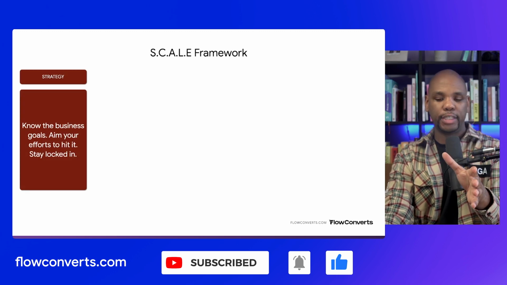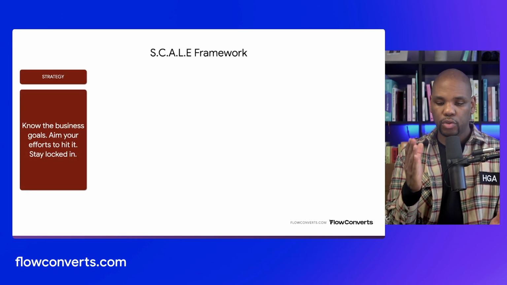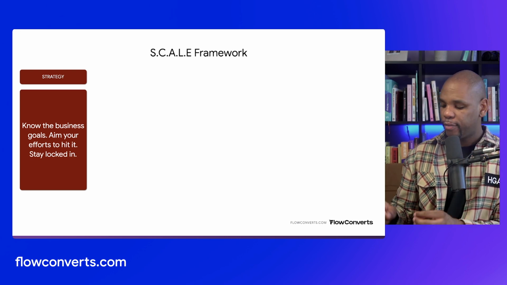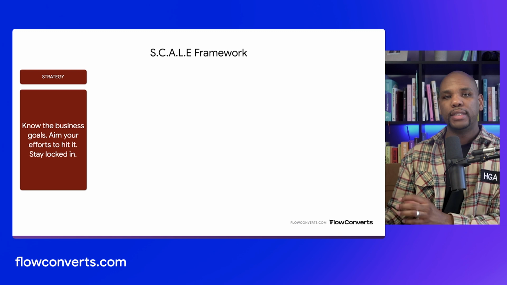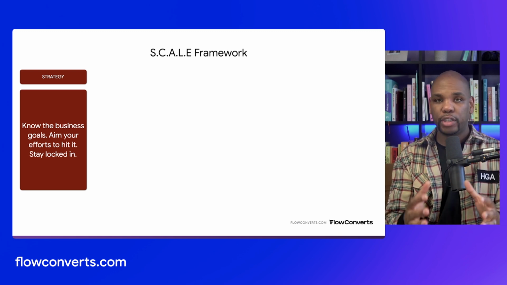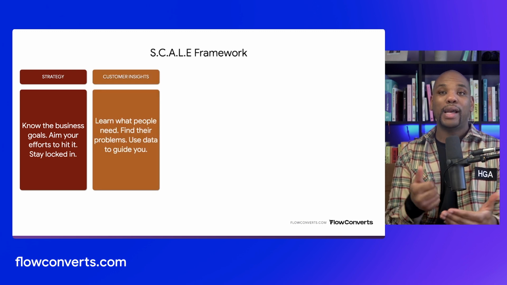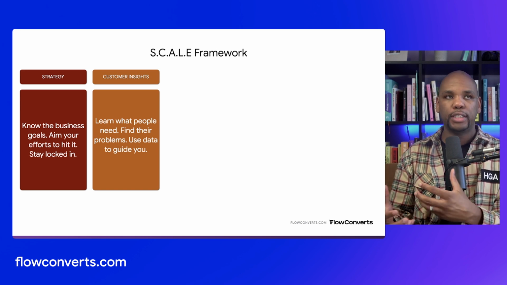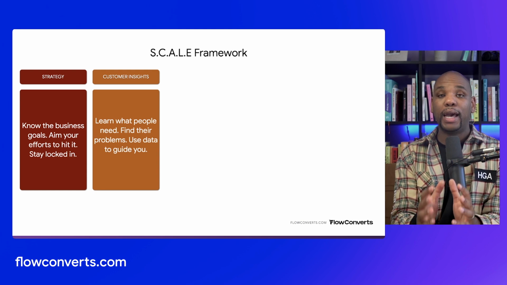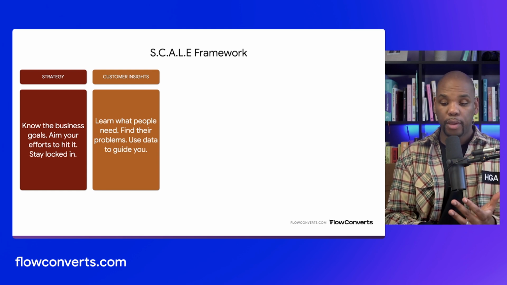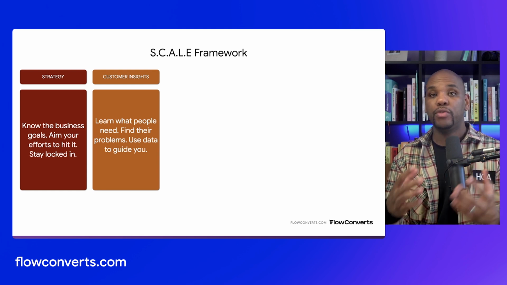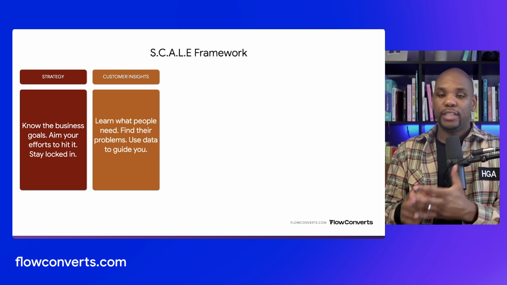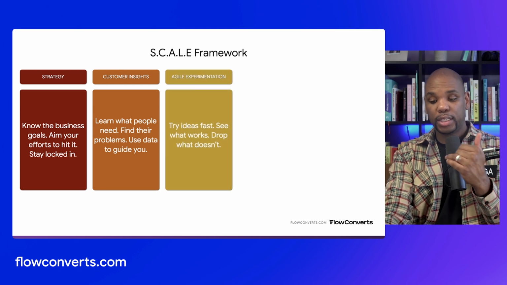So SCALE is strategy. This is where you know the business goals, you aim your efforts to hit it, and you stay locked in. Similar to the initial analyze phase from Sean Ellis's model, but that is really, we're analyzing strategy. That's the first stage. The next one is customer insights. I felt like in the Sean Ellis model, it's almost a given, but I really wanted to highlight it: we're going to learn what people need, find their problems, use data to really be our guides to make what we call DDD, data-driven decisions. That's our focus. Next, we're going to go A, which is agile experimentation.